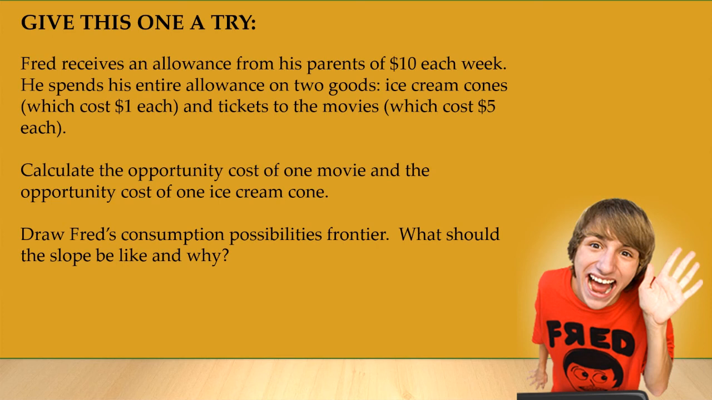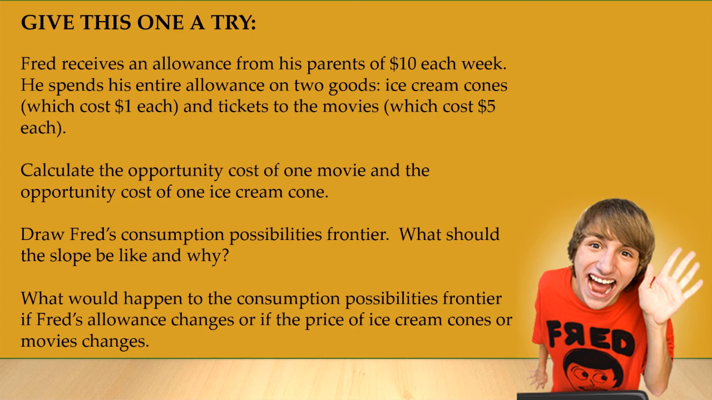So let me repeat this one more time that you can do on your own. Fred receives an allowance from his parents of $10 each week. He spends his entire allowance on two goods: ice cream cones, which cost $1 each, and tickets to the movies, which cost $5 each. Calculate the opportunity cost of one movie and the opportunity cost of one ice cream cone, and then draw Fred's consumption possibility frontier. What should the slope be like, and why?